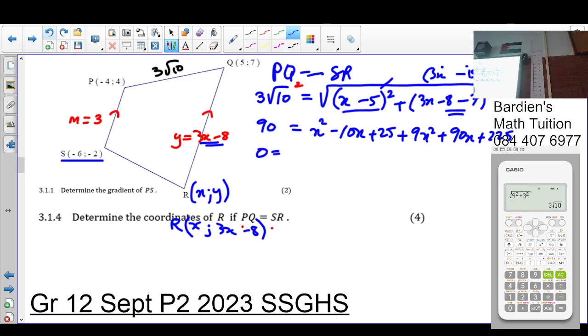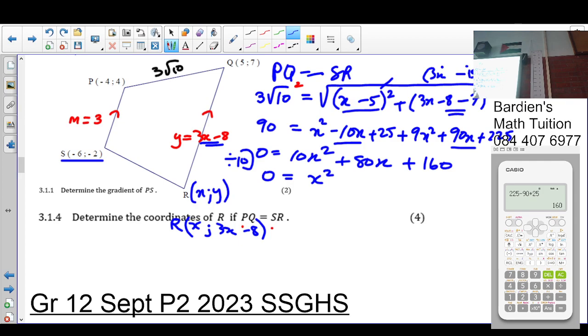So that gives you 0 is equal to, I'm just starting up here a bit, so it's x squared minus 90, negative 10 plus 90 is positive 80x. And of course 225 minus 90 plus 25 gives us 160. So I can divide throughout by 10. So 0 is equal to x squared plus 8x plus 16. Is that the binomial squared? Or did I make a mistake?